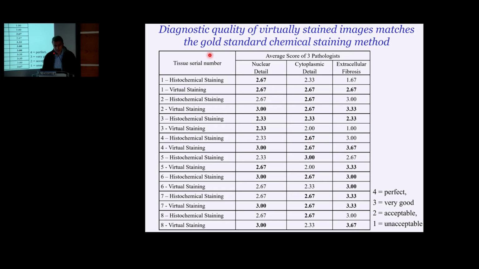So what we did here is a blinded study where we took a group of board-certified pathologists and gave them, without knowing which one is which, a sequence of images. 50% were histochemically stained, 50% were virtually stained, and they didn't know which one is which. We asked them to quantify quality of these stains. Nuclear detail, cytoplasmic detail, extracellular fibrosis, they were quantifying it. Based on this analysis, we can say there's statistically no difference between the two types of staining. Chemical staining, slow, human-based mostly, versus virtual staining, AI-based, more consistent.